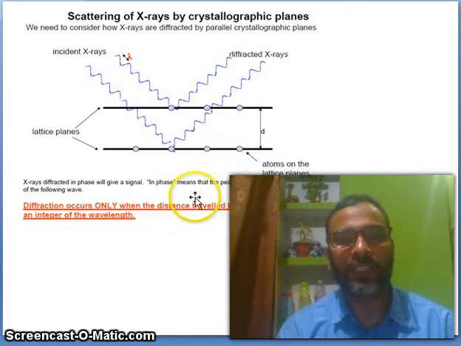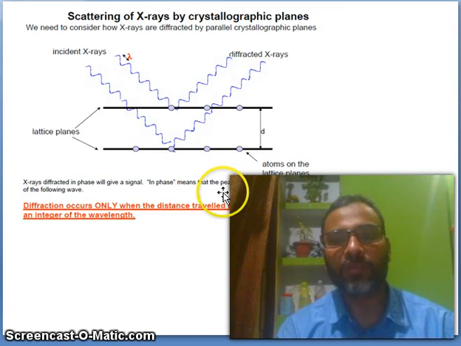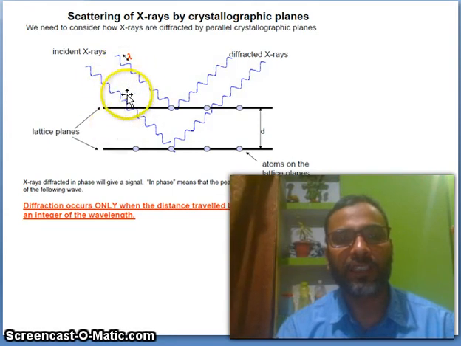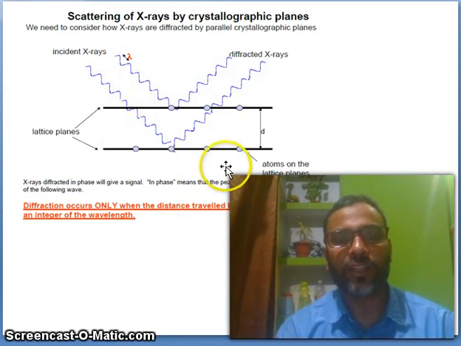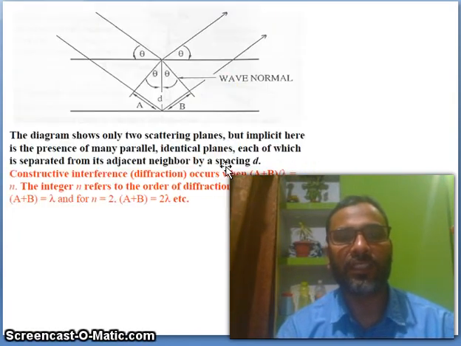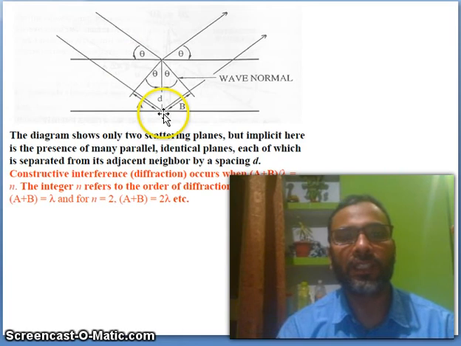X-rays diffracted in phase will give you a signal. In phase means that the peak of one wave matches the peak of the following. If it matches, then it gives the signal. Diffraction occurs only when the distance traveled by the parallel X-rays is an integer of the wavelength. You see, this is the theta angle, this is A, B, this is the distance d.